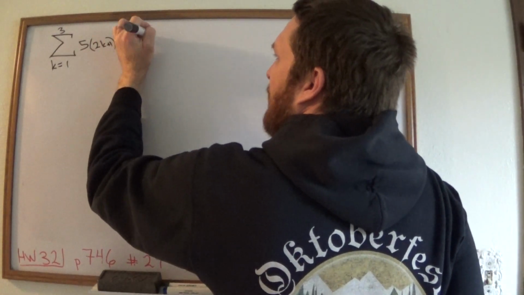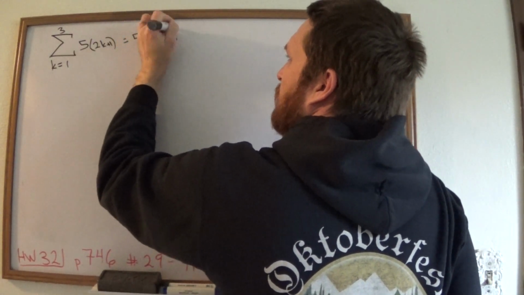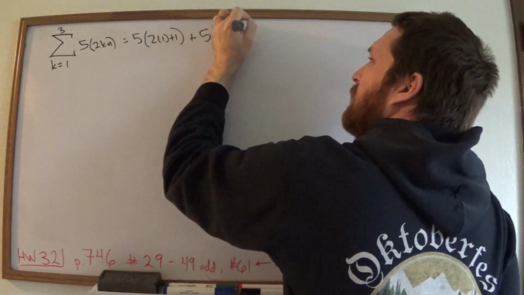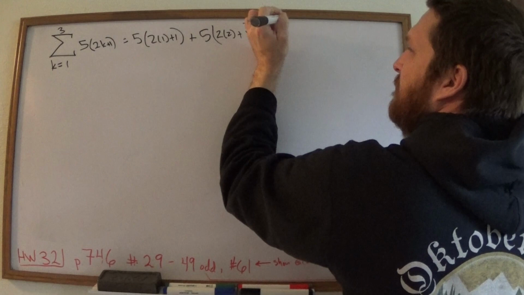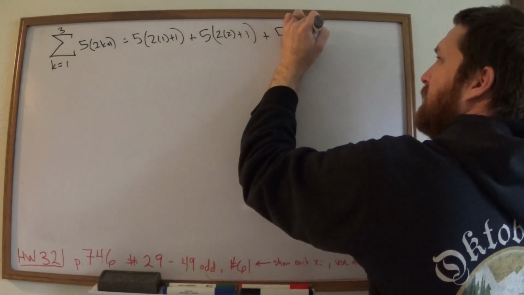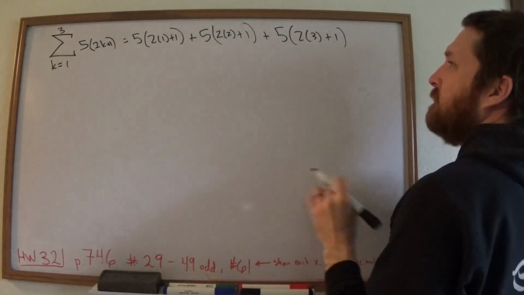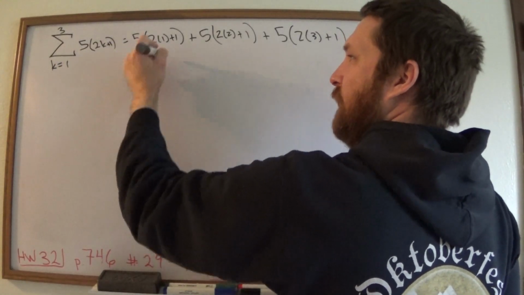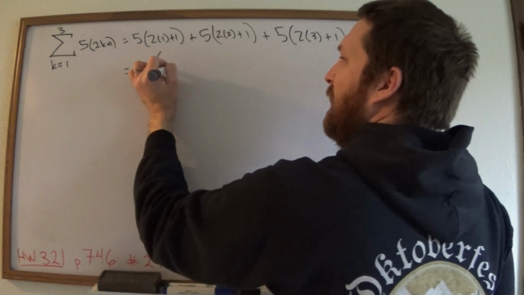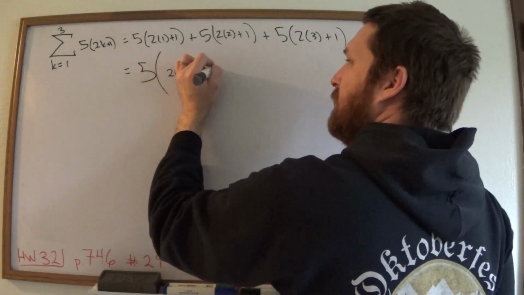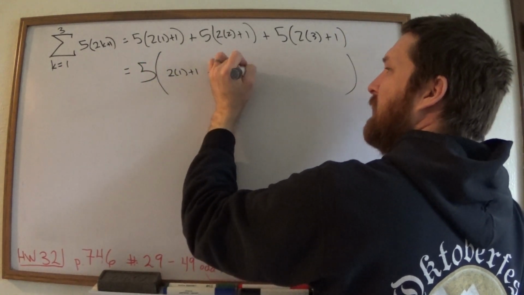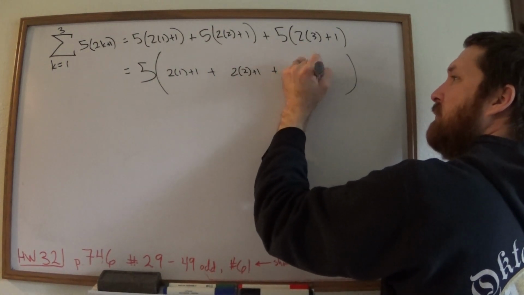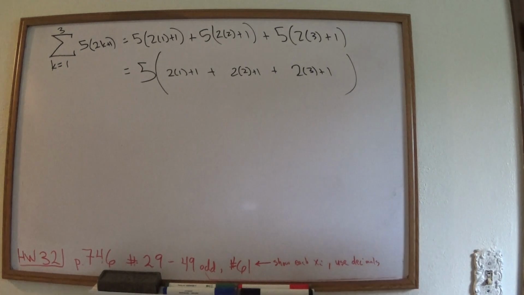We have 5 times (2 times 1 plus 1) plus 5 times (2 times 2 plus 1) plus 5 times (2 times 3 plus 1). And you could see that's the same thing as this. Just pull out that 5, and you have 2 times 1 plus 1 plus 2 times 2 plus 1 plus 2 times 3 plus 1. Yeah, that works, right?